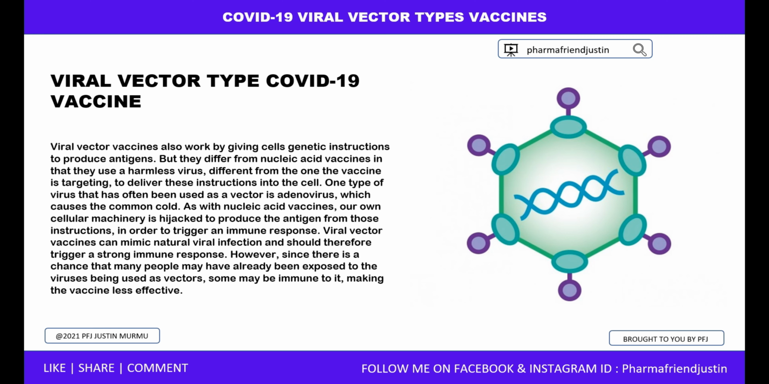Viral vector vaccines can mimic natural viral infection and should therefore trigger a strong immune response. However, since there is a chance that many people may have already been exposed to the virus being used as the vector, some may be immune to it, making the vaccine less effective.